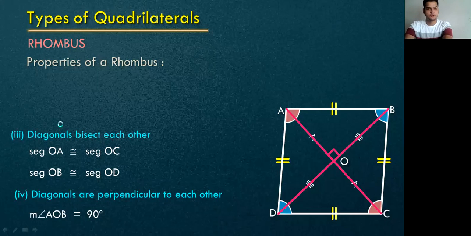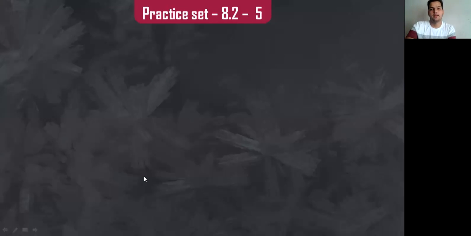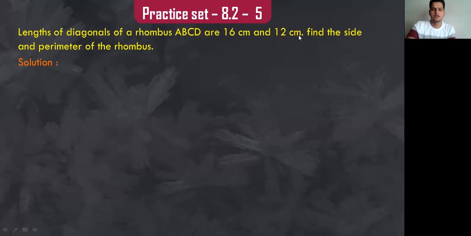So, with this part, we will start with the next slide. Okay, where we are going to solve few sums based on the concept of rhombus. Alright, I hope you all are ready. Perfect. So, be ready with your notebooks. Practice set 8.2, question number 5. Question is, length of diagonals of a rhombus ABCD are 16 centimeter and 12 centimeter. Find the side and perimeter of the rhombus.